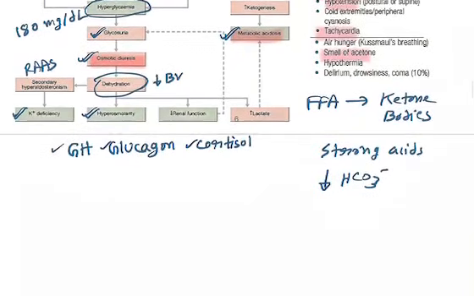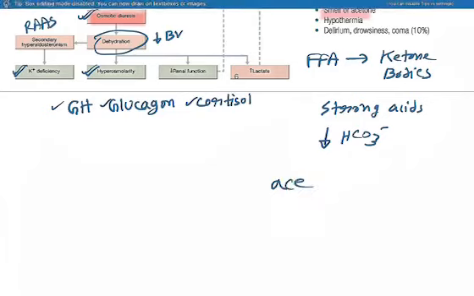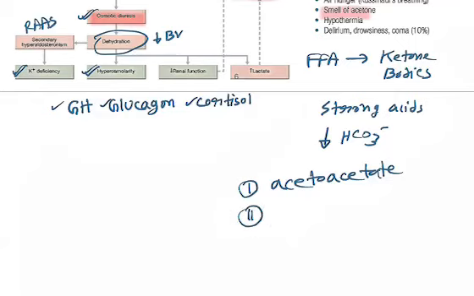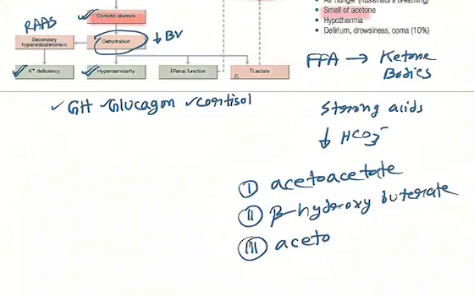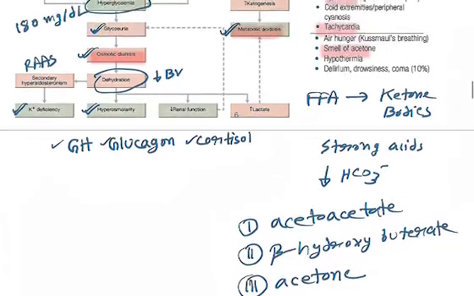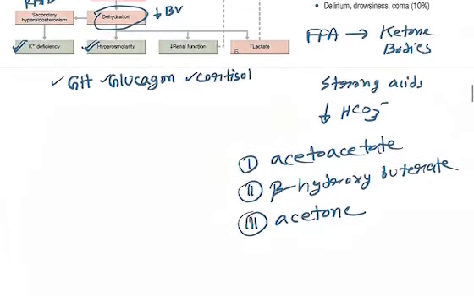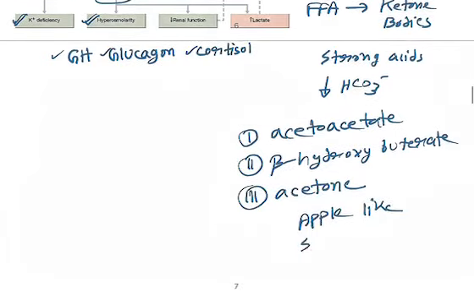Now, we all know that the ketone bodies are namely acetoacetate, beta hydroxybutyrate, and lastly, acetone. We all know that acetone is excreted through the respiratory route, so there will be a smell of acetone, which is an apple-like smell or sickly sweet smell.